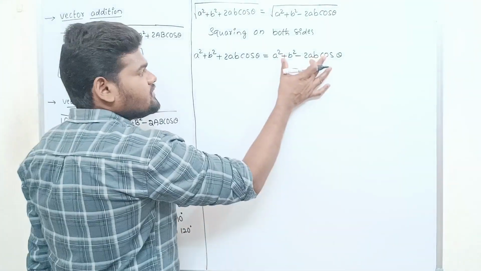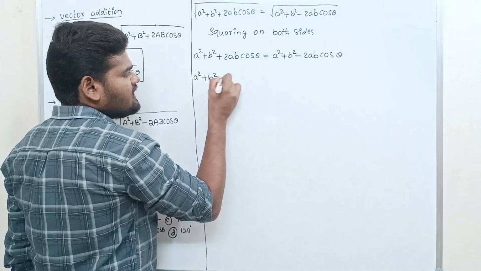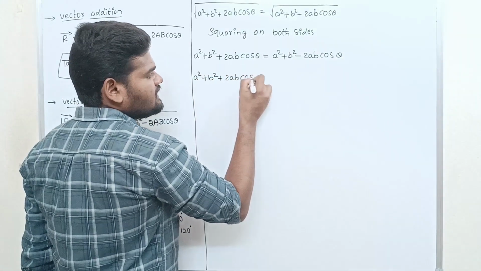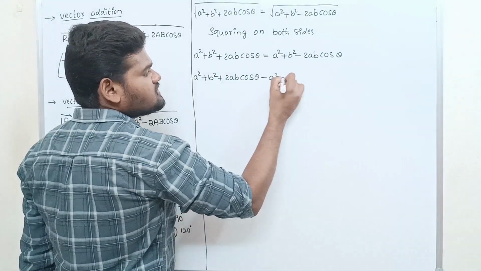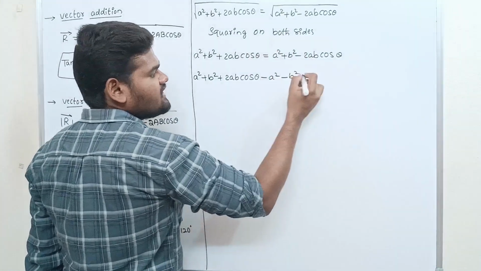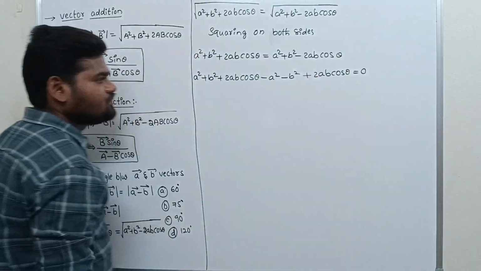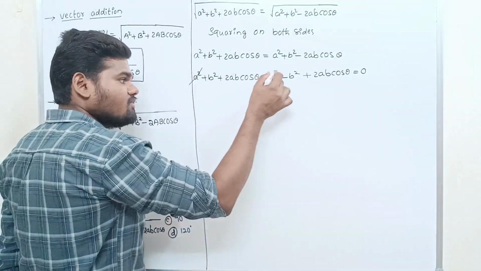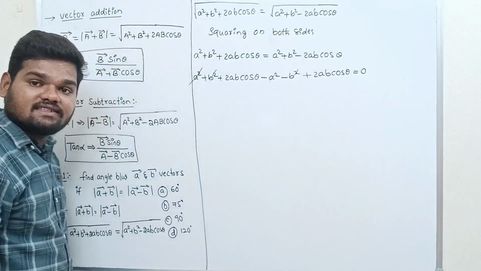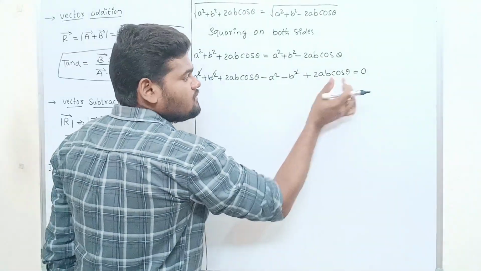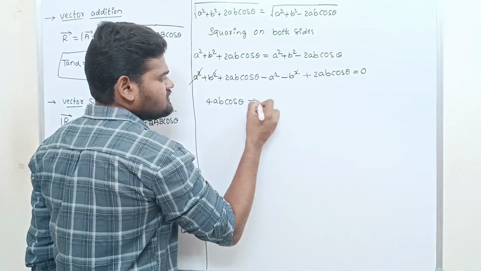Okay, so bring this complete term to this side. So we get A square plus B square plus 2AB cos theta, plus A square comes to this side, it becomes minus A square. Plus B square comes to this side, it becomes minus B square. This term went to this side, it becomes plus 2AB cos theta is equal to 0. Have a look. Plus A square minus A square gets cancelled out. Plus B square minus B square gets cancelled out. Plus 2AB cos theta plus 2AB cos theta, we will get 4AB cos theta is equal to 0.